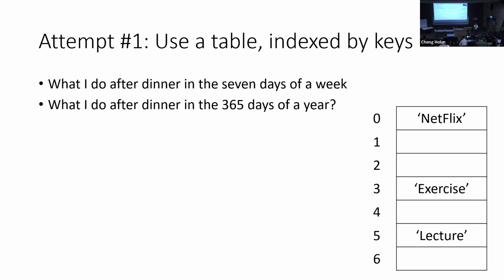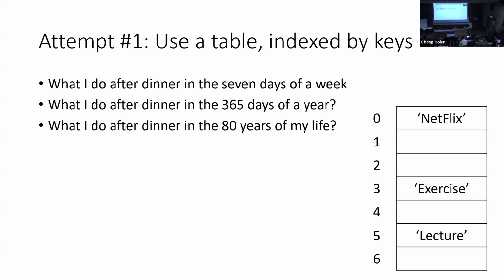What do I do? I create an array of 365 slots, right? And each day represents 1 day of me. But what if I want to plan my after-dinner time for the following 80 years of my life? Then you need to create a very large array. And also the small problem is you may have a lot of empty slots. You're wasting your space. So one key point here is your whole space of the keys is very large.